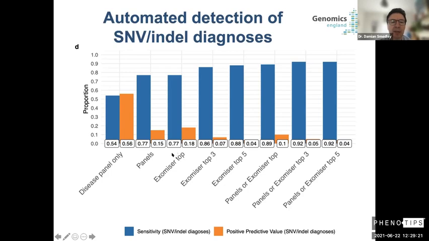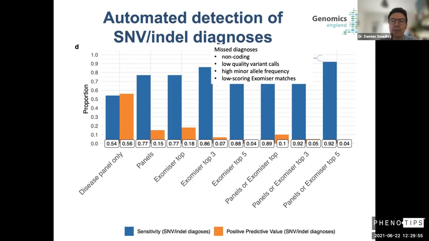Exomiser identifies 77% of these diagnoses as the top hit, with similar precision to using panels. But with Exomiser, you could also look at the top 3 or the top 5 ranked candidates, and that increased the recall of diagnosis up to 88%. And the two approaches are actually complementary. So using panels and Exomiser, you can do even better and recall 92% of the diagnoses in an automated pipeline that leaves you with just a handful of candidates for the clinicians to look at.